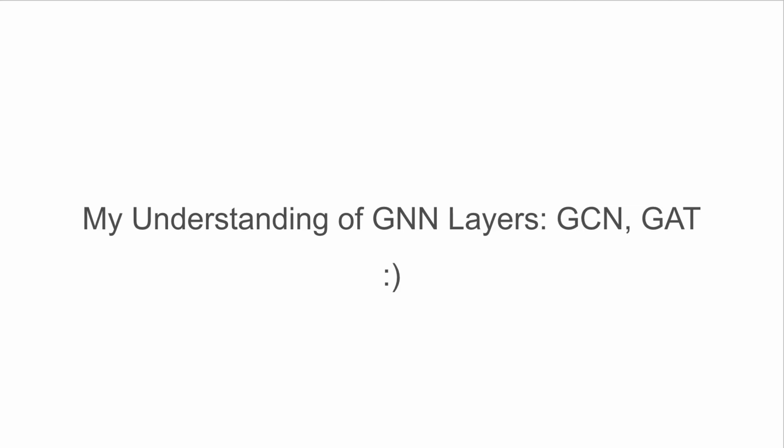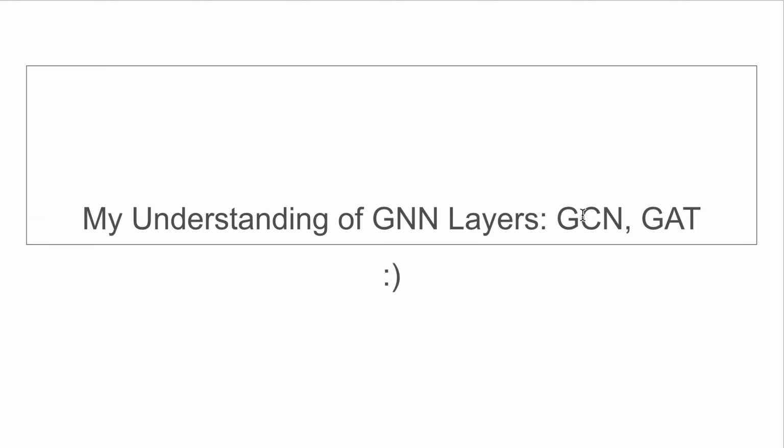In this video, I'm going to cover two basic layers of a graph neural network, the graph convolutional network, the GCN, and the graph attention network, GAT. Hopefully by the end of this video, you'll have a solid understanding of how these layers work.